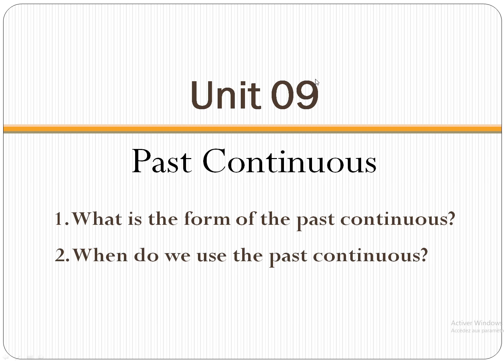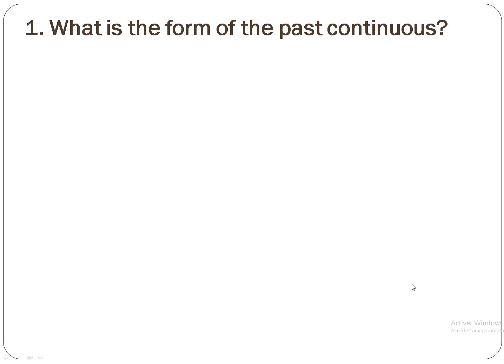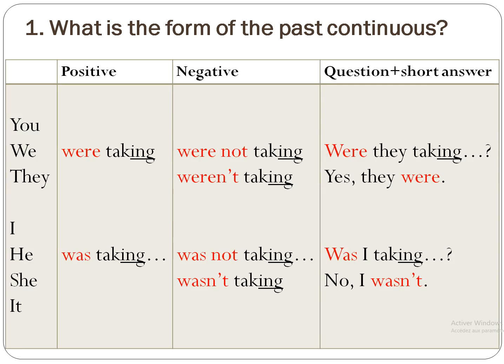Okay, so we continue with the second part of Unit 9 after doing the past perfect. Now the past continuous, revising the form and the use. What is the form of the past continuous? So just like every continuous form, you must have the ing, right? You, we, they. We use were, to be in the past. We were taking, you were taking, they were taking.